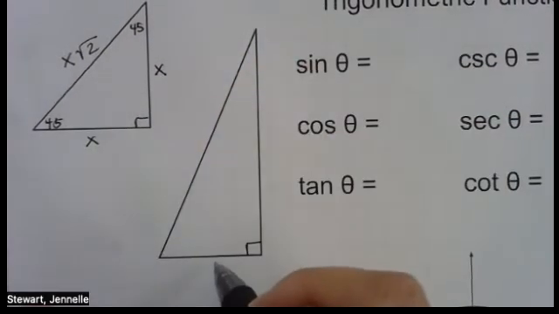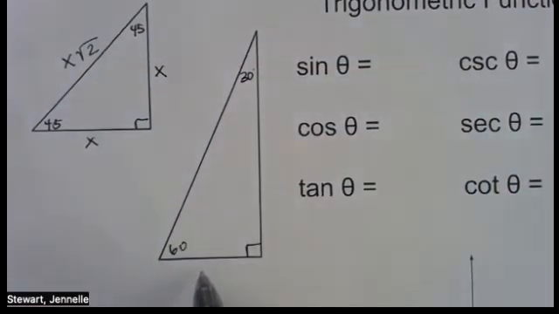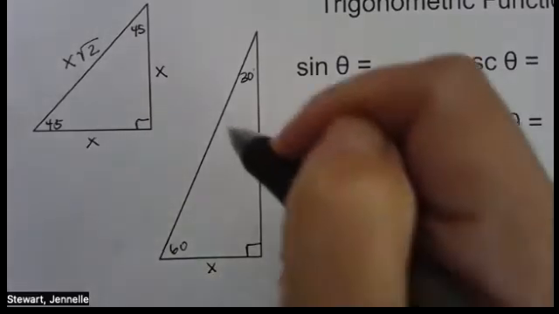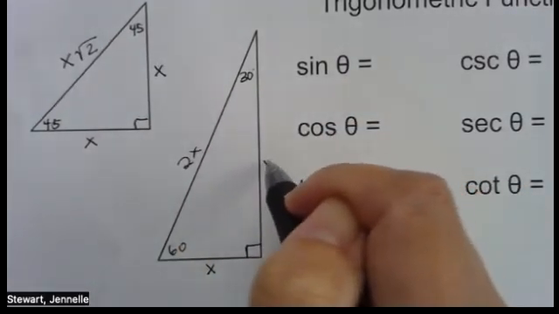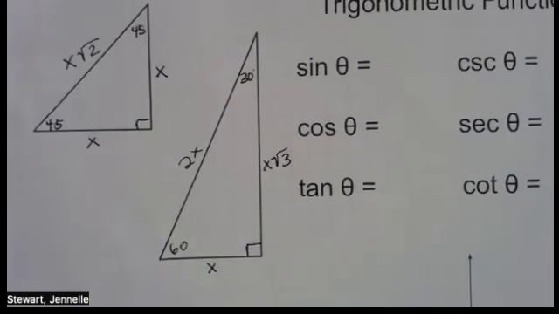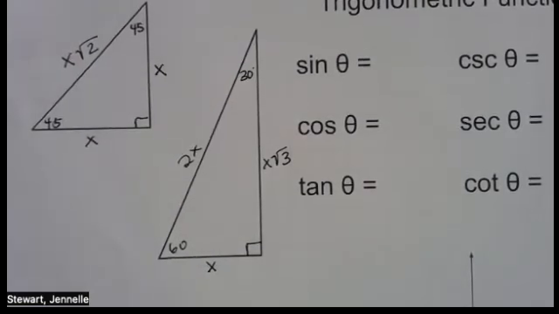Okay, 30, 60, 90. The one that's across from the short side, which is 30 degrees, right? This one's 60. This side is what? This leg is X. What's the hypotenuse? 2X. And what's the other leg? Okay, X rad 3. So you need to know those. Need to know them.